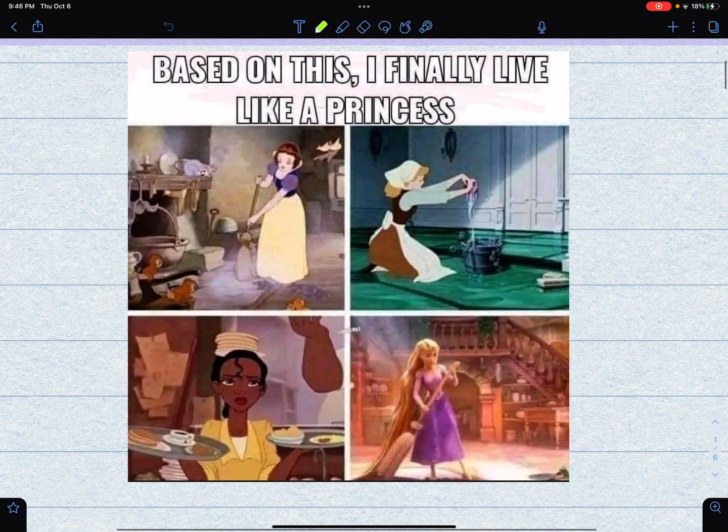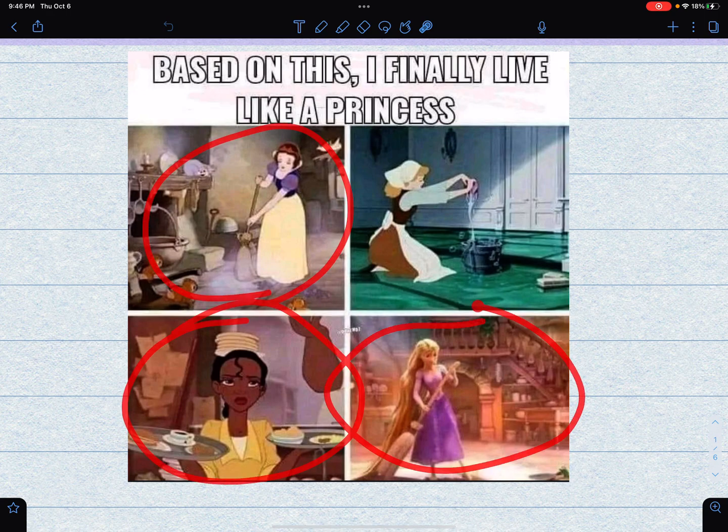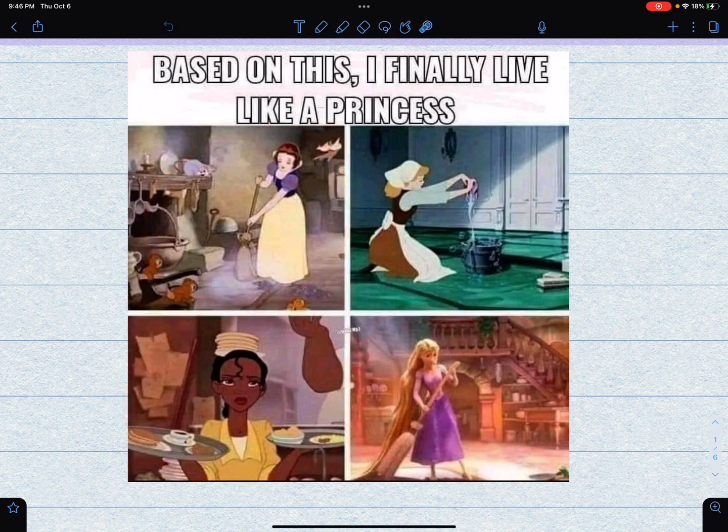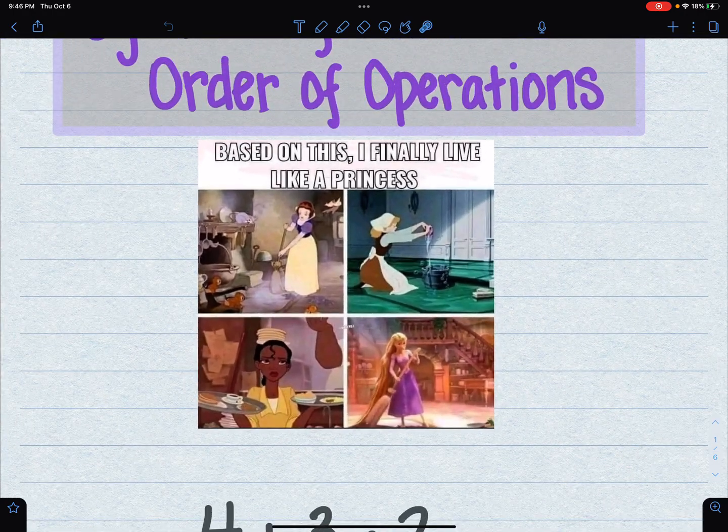Based on this picture, I guess I finally live like a princess. I do. Look, I'm a princess. Basically, I do all of these things. Well, I haven't mopped in a little while. I should probably do that. But I definitely do these other things. Well, maybe. Okay, you know what? I sometimes do these things. I'm a princess. Okay, let's move on.